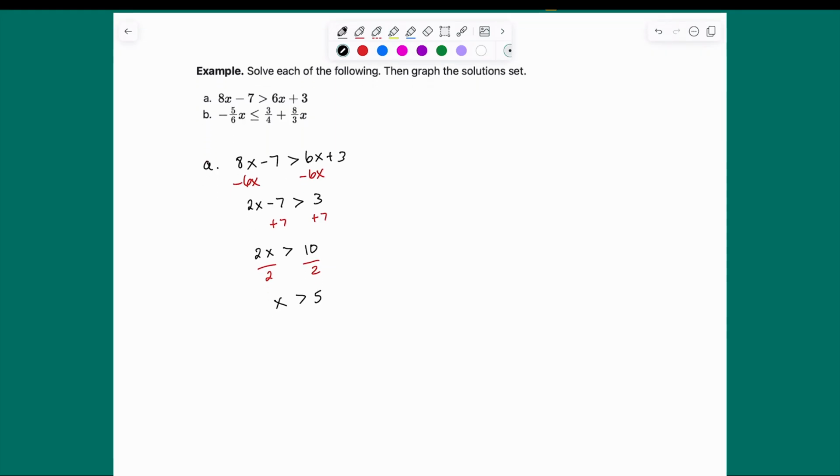Okay, well, the solution set for this in set notation or set builder notation is the set of x such that x is greater than 5. However, in interval notation, this would be open parenthesis 5 to positive infinity. Okay, so now to graph the solution set, we would have a number line.